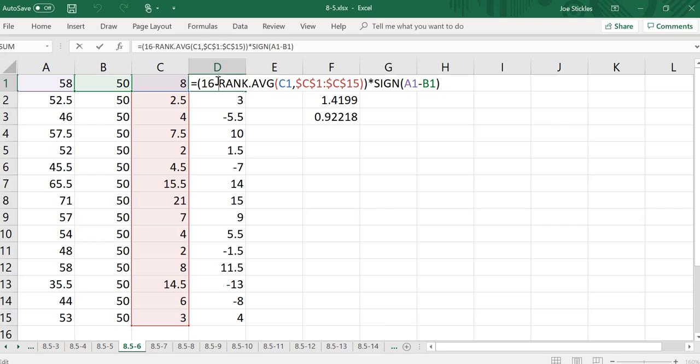Versus the first sign test that we did, which just gave equal weight no matter how far away it was. So that's what this first part here is. This second part is just assigning a negative if it's below the median. So then we add all of those up. That gives us our Wilcoxon statistic.